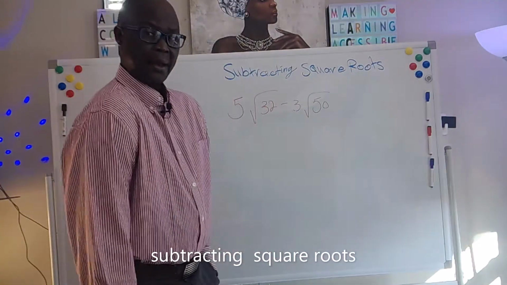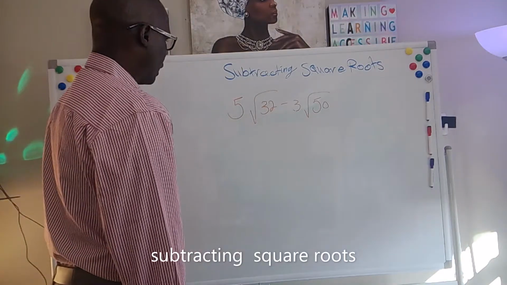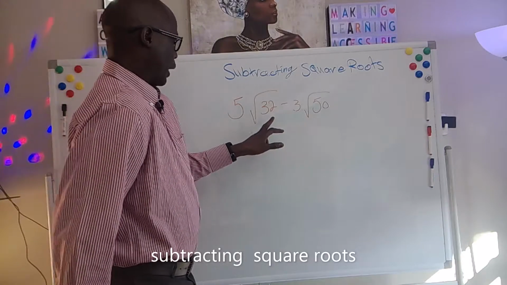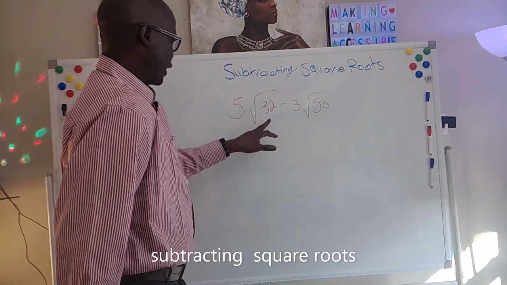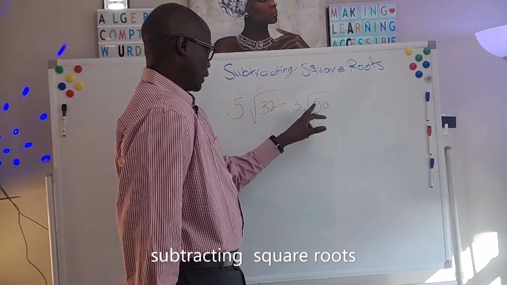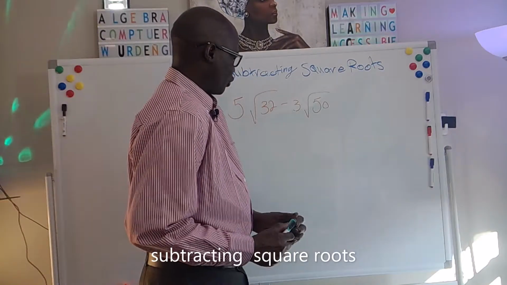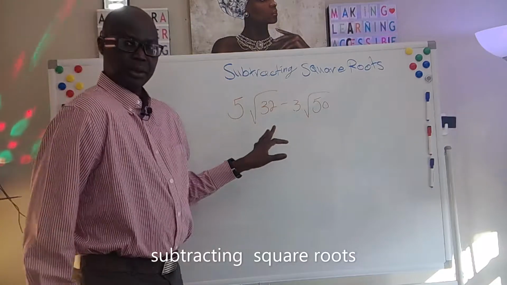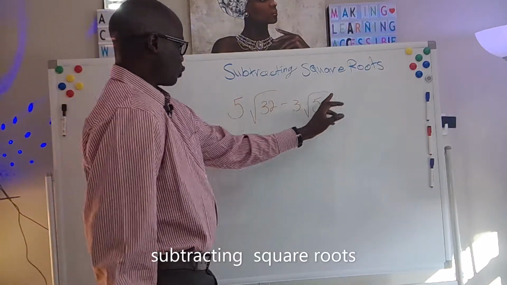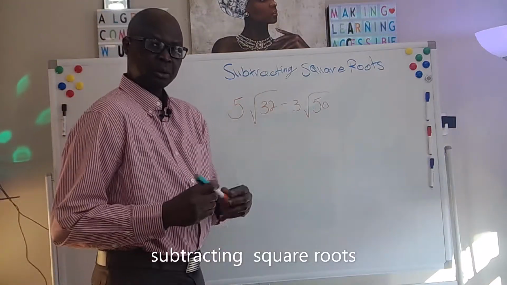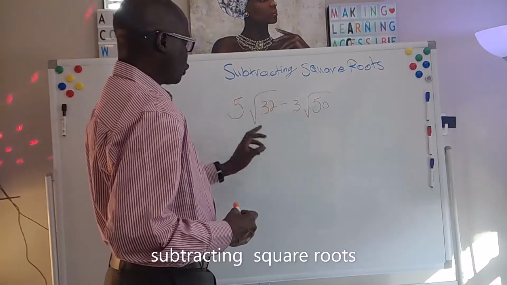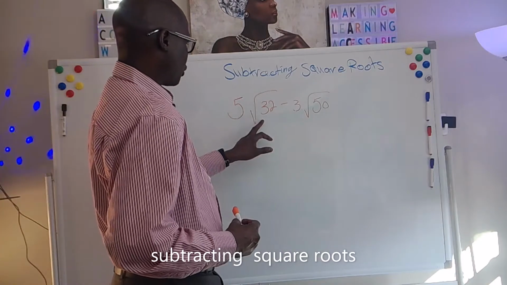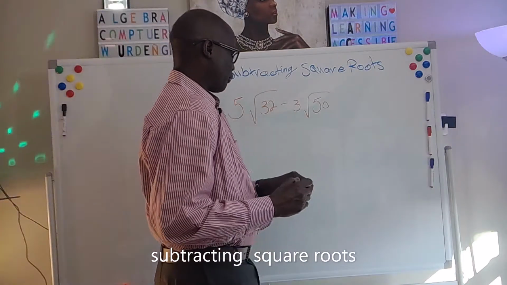In this exercise, we will use a subtraction rule to subtract the square root of 32 minus 3 times the square root of 50. As you can see here, you have two different square roots. And to solve it, you have to simplify the square root of 32 and the square root of 50.